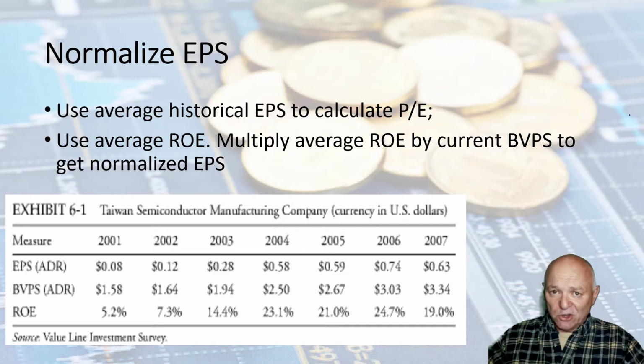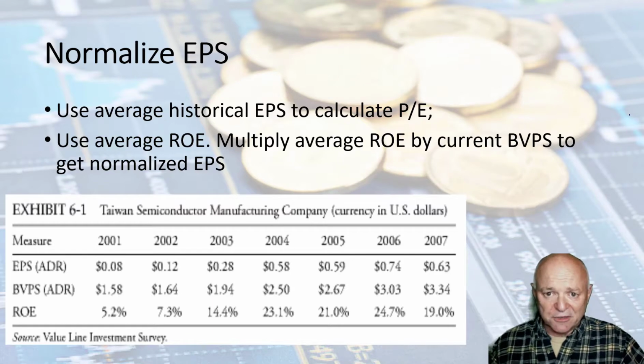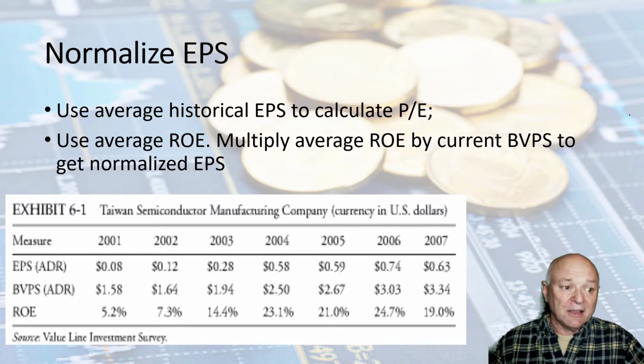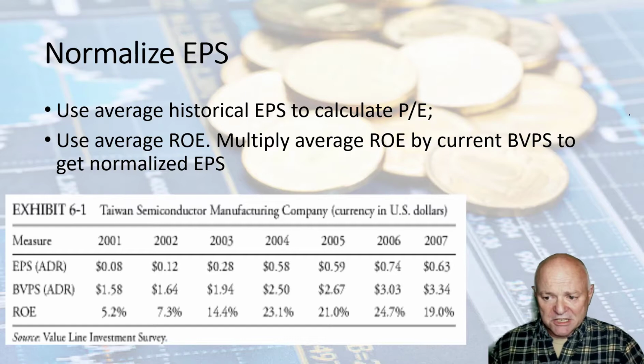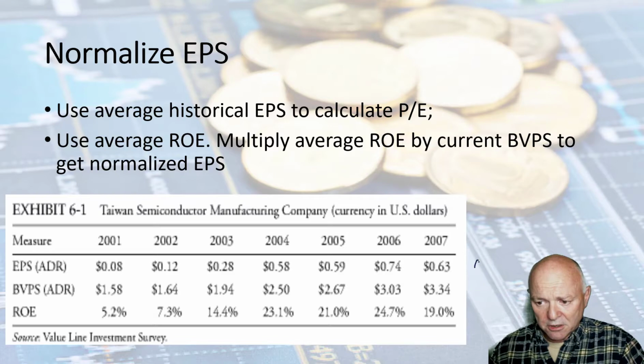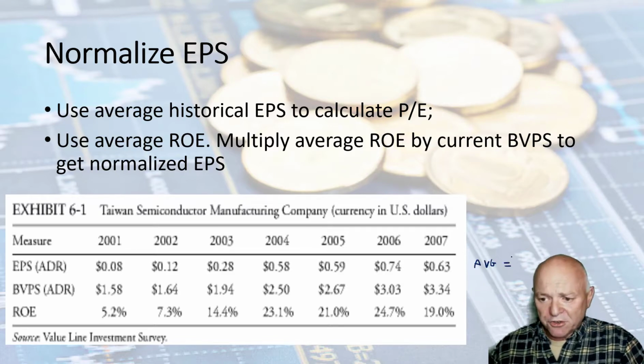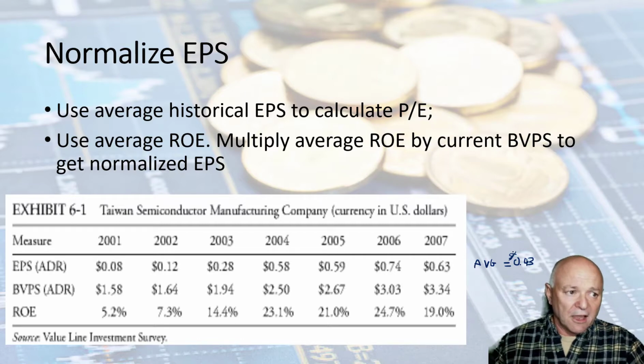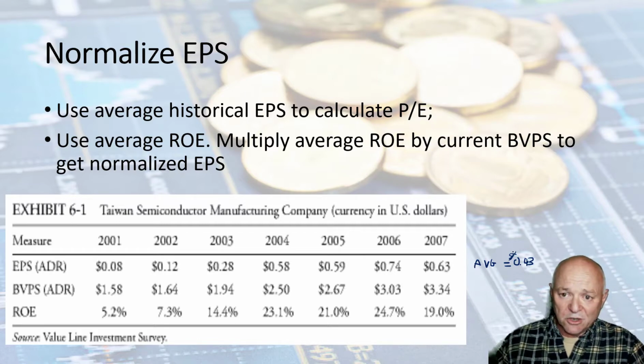If we want to ignore the volatility or the uncertainty of those earnings per share and just say, what does an average year look like? We could take the sum of those 7 years' earnings per share and divide them by 7. So we see that the average earnings per share would be about 43 cents. That's our average. And we can use the average to calculate the price earnings multiple.